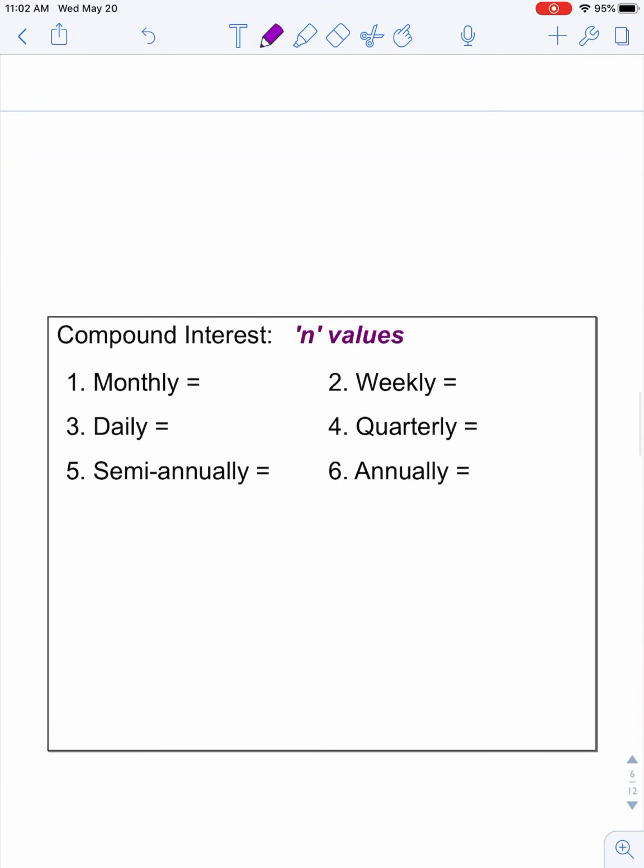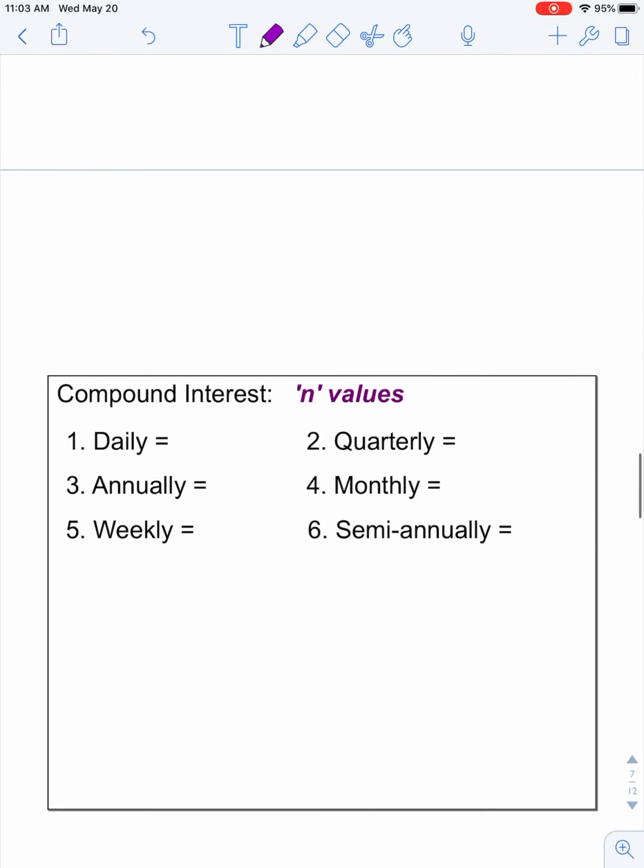Now let's talk about the compound interest formula. In there, that n value is the number of times it's compounded per year. So if it says compounded monthly, how many months are in a year? 12. So it's compounded 12 times a year. Daily, 365. Semi-annually, that's twice per year. Weekly, how many weeks are in a year? 52. Quarterly, how many quarters are there in a football game? How many quarters are there in a dollar? 4. And annually would be just once.